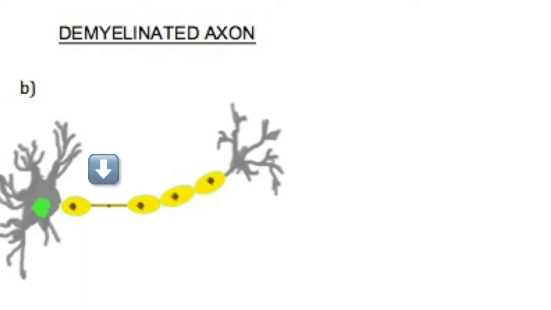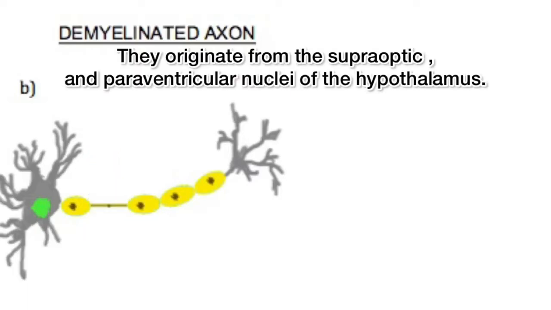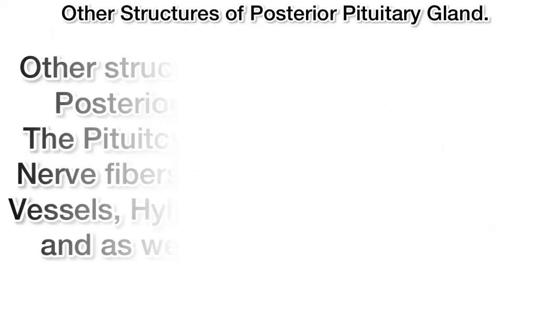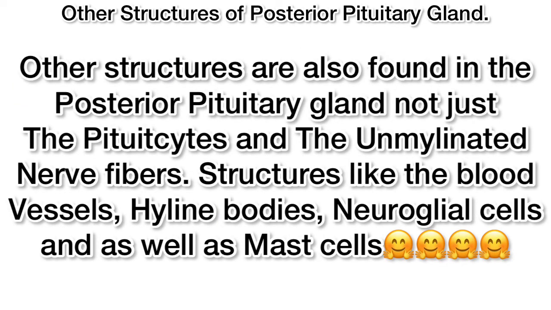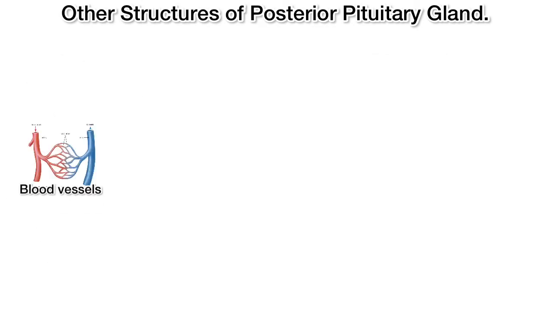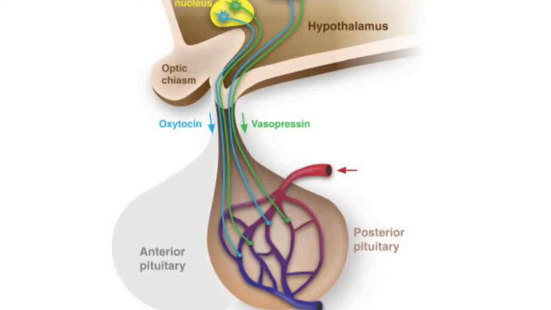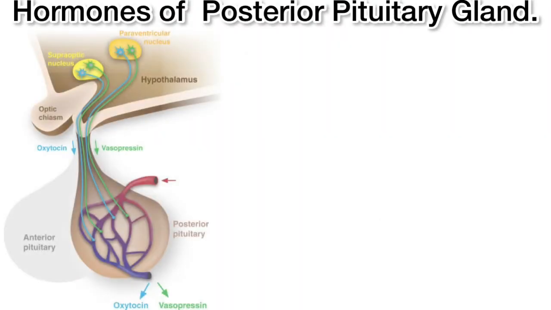As for the unmyelinated nerve fibers, they come from the supraoptic and the paraventricular nuclei of the hypothalamus through the pituitary stalk, or through the hypophyseal stalk. The pituitary stalk and the hypophyseal stalk are just the same thing. Okay, so let's now talk about other structures. There are some other structures found in the posterior pituitary gland. It is not just the pituicytes and the unmyelinated fibers. Structures like the blood vessels, the hyaline bodies, the neuroglia cells, and the mast cells are also found in the posterior pituitary gland.